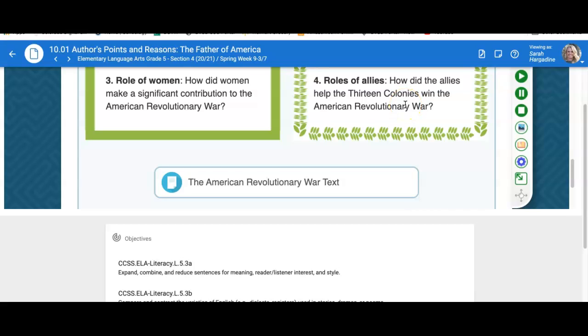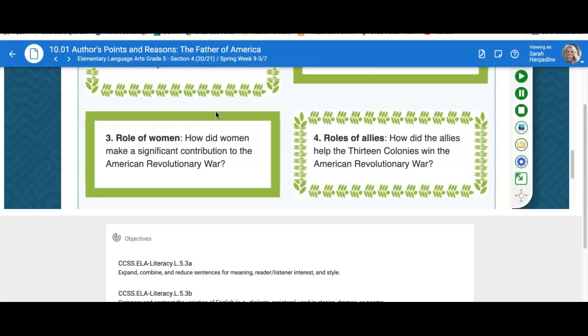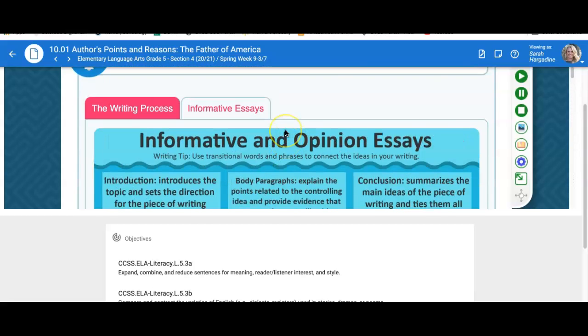And at the end of each of your body paragraphs, your reader should be able to say, I now understand how that particular detail explains how women made a contribution to the American Revolutionary War. Whatever your prompt is, it needs to constantly go back to that in those body paragraphs.